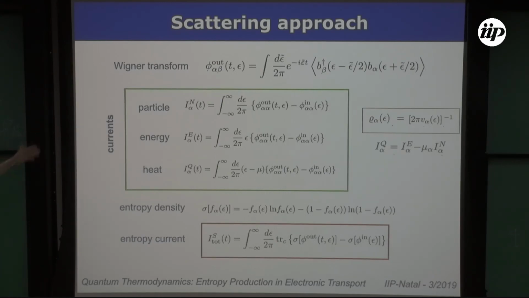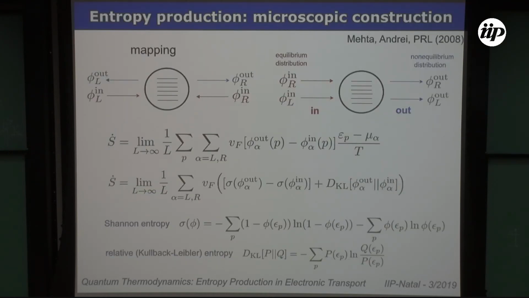And so you can play this game and write the formula for the particle current, energy, and heat in this formalism. And basically this phi out contains all the information of the off-diagonal matrix elements and correlations that are built by the scattering. And so by the end of the day, you can actually infer what will be this entropy current. More details are in my paper. So just to get some feeling for that, let's analyze a simpler case, with just one resonance here.